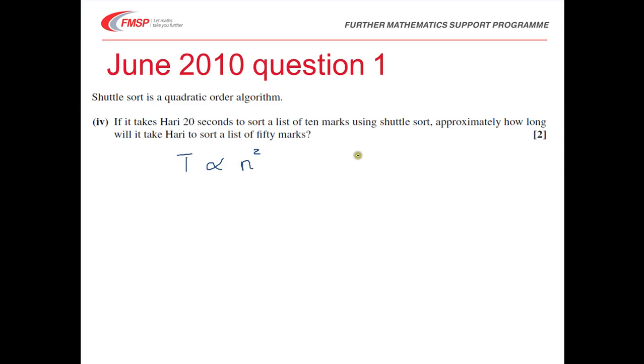Now you could introduce a constant k and work it out that way, but I'm going to do it just in the form of a table, and I think this is often just an easier way of looking at it. So if I have my time and my numbers, I know it takes 20 seconds to sort a list of 10, I now want a list of 50 sorted, so I have multiplied the number by 5.